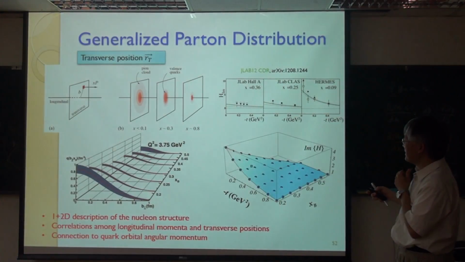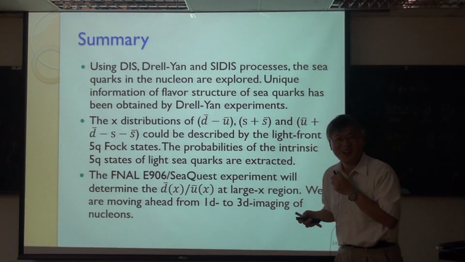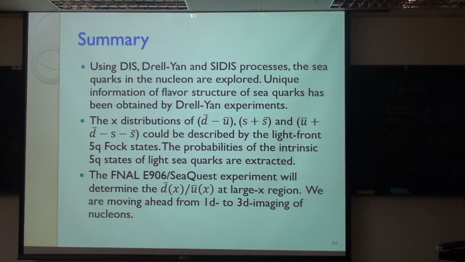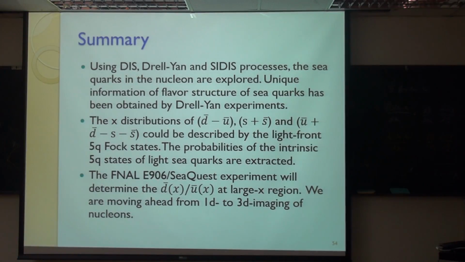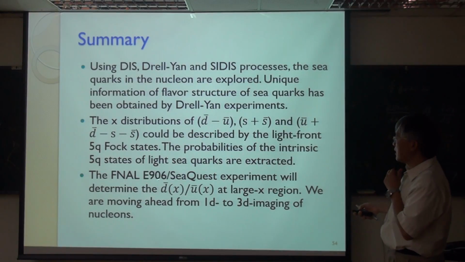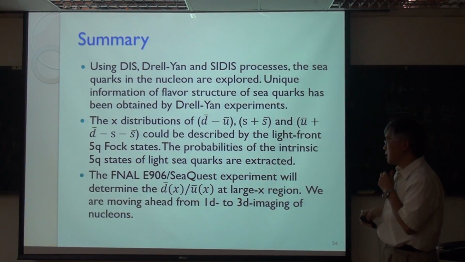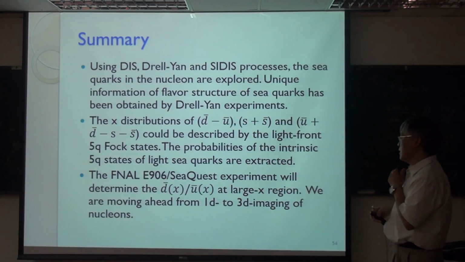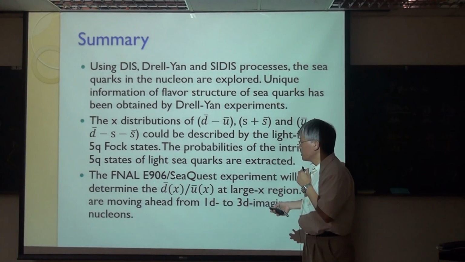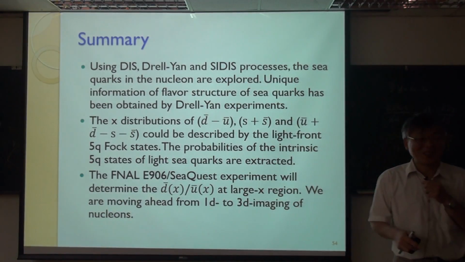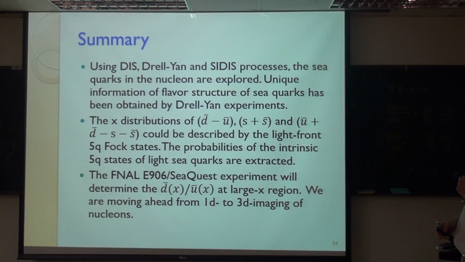I will skip this one, go to my conclusion. Okay, so hopefully you get some idea. We use the deep inelastic scattering and the drill-in process. We will be able to find out the quark and especially the C quark content inside the nucleon. And as I just showed you this new result from the Fermilab SeaQuest experiment, they showed some new, even slightly unexpected structure of now the D bar and the U bar.